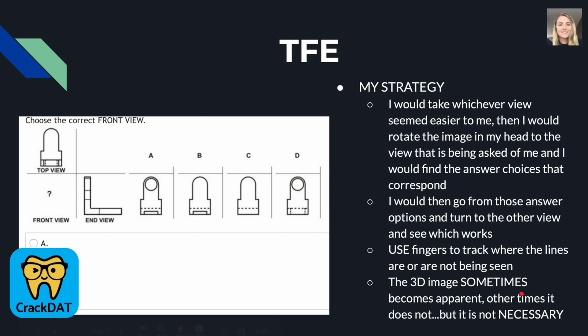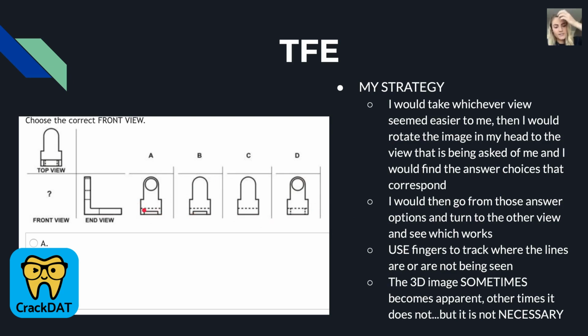So also, what I mean by use fingers to track where the lines are and are not being seen is what I was doing with this pointer. So when I go here to here, that has to be a line, here to here, that has to be a line. And then from this one, this has to be this line, and then this vertical line has to correspond to a vertical line here, which would be this line and this line, or this line and this line. But you can't see an extra little line.